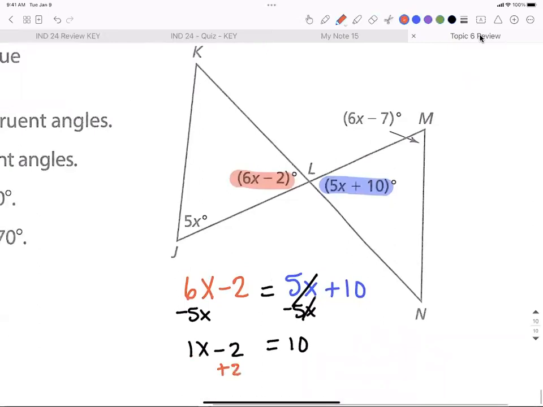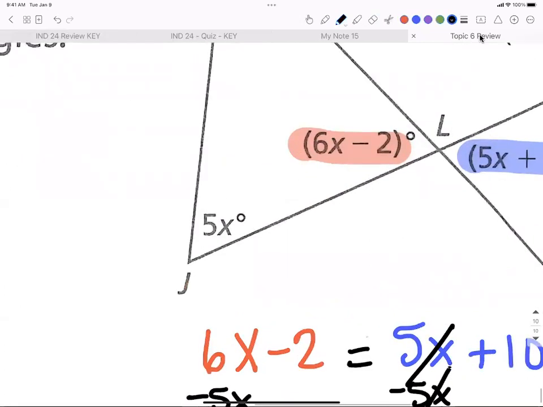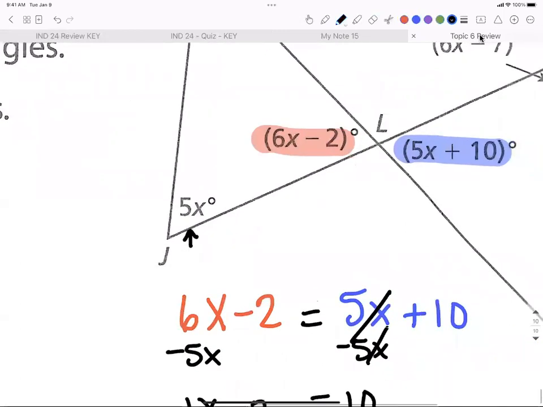Now I'm going to add 2 to both sides so that I know that x equals 12. Now a little bit of work comes in here because I know that x equals 12, so I'm going to take that to everywhere that I now have. If this angle right here is 5 times 12, because I know x now, what is the measurement of angle J? 60. All right, so I'm going to put a 60 right here.